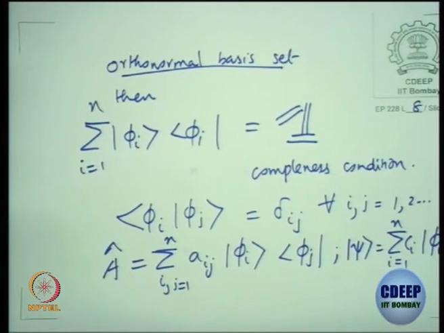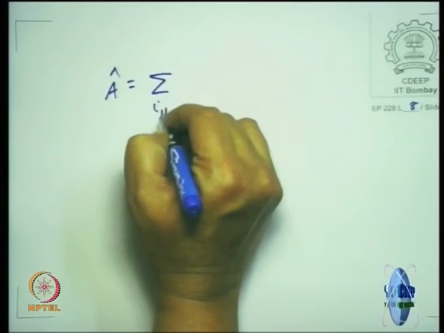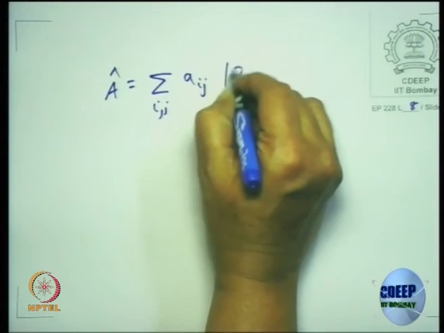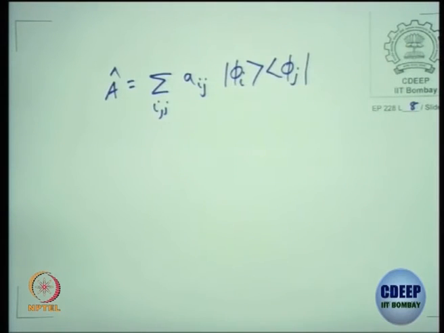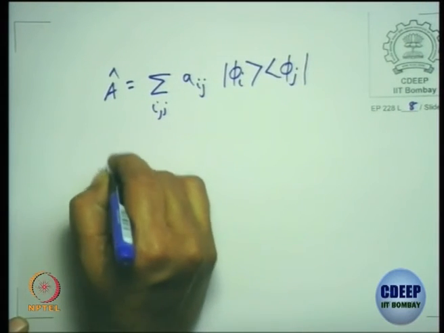This is clear? Play around between Dirac notation and your familiar matrices in a 2-dimensional vector space and 2 cross 2 matrices. If you are clear about this, you can do any 3 cross 3, n cross n. What happens to functions of operators? Suppose I write an operator A as summation over i, j of a_ij |phi_i><phi_j|.